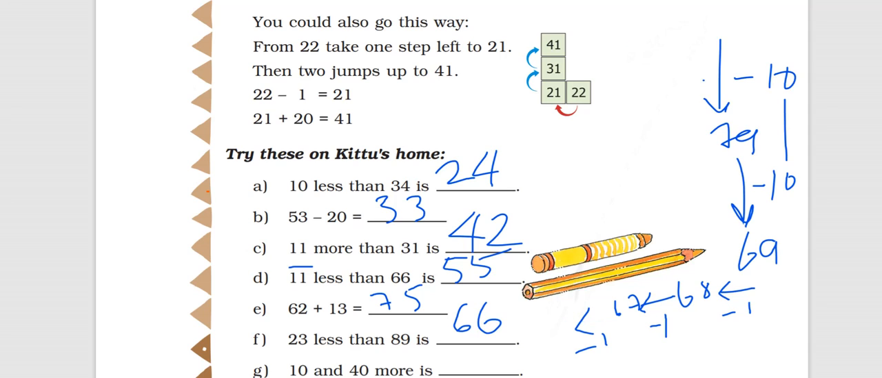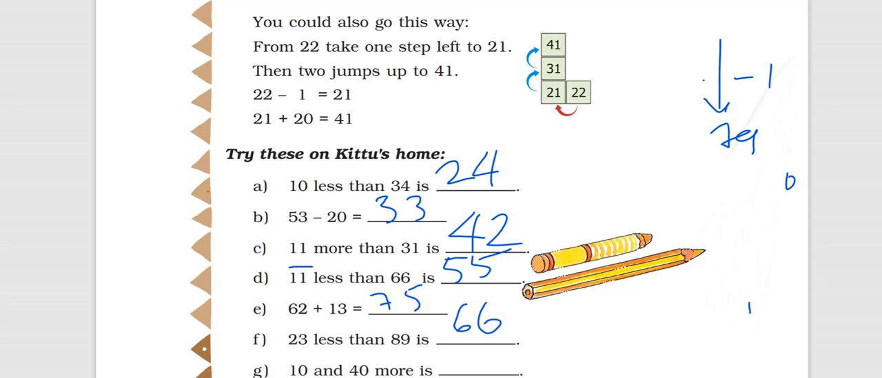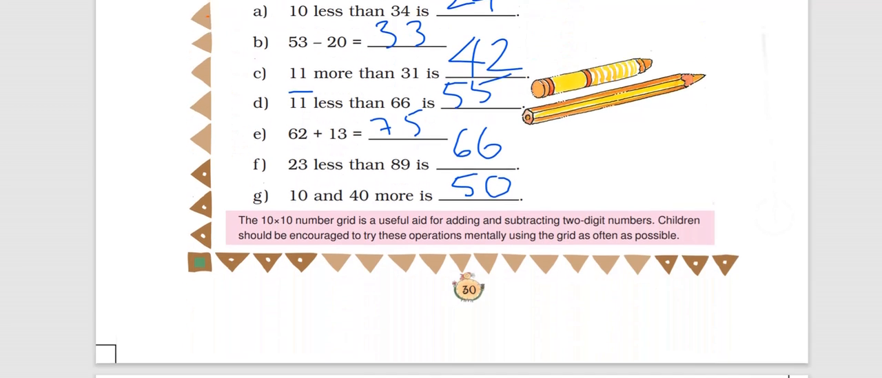The next one is 10 more than 40. This should be very, very easy. So 40 is 4 tens. You add one more 10, it is 50. 40 is 4 tens. Add another 10, that is 5 tens, which means it is 50.